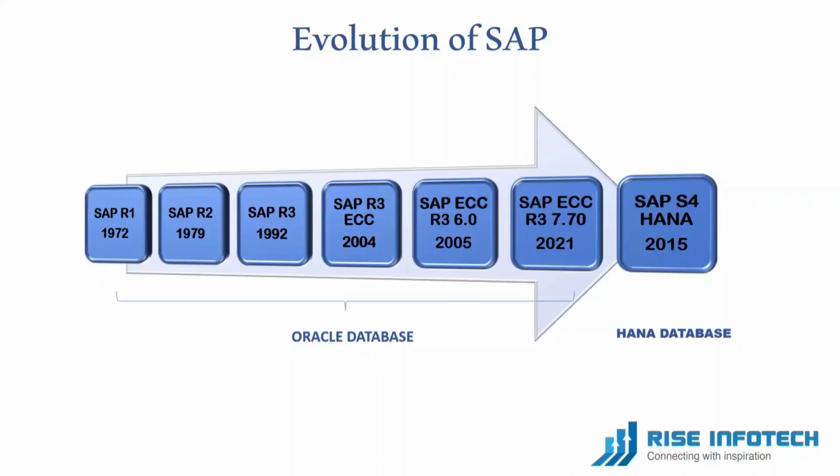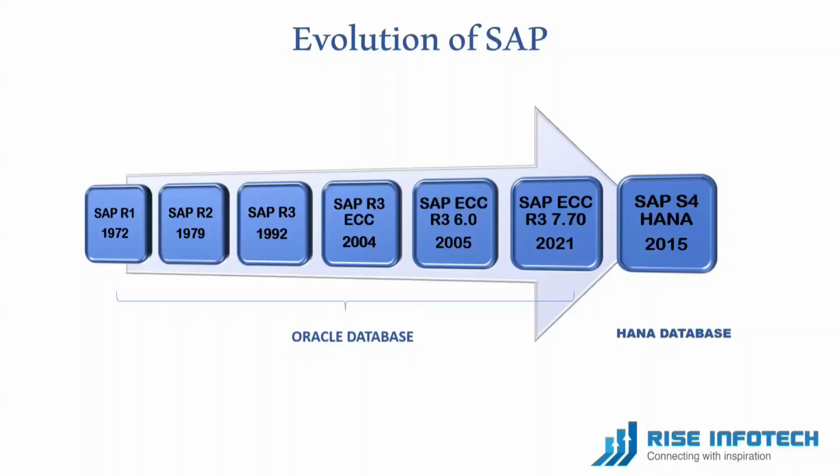Going to the next one, evolution of SAP. Initially SAP launched R/1 in 1972, R/2 in 1979, R/3 in 1992, R/3 ECC in 2004, SAP ECC 6.0 in 2005, and SAP ECC 7.0 in 2021. And currently we are using SAP S/4HANA, launched in 2015.